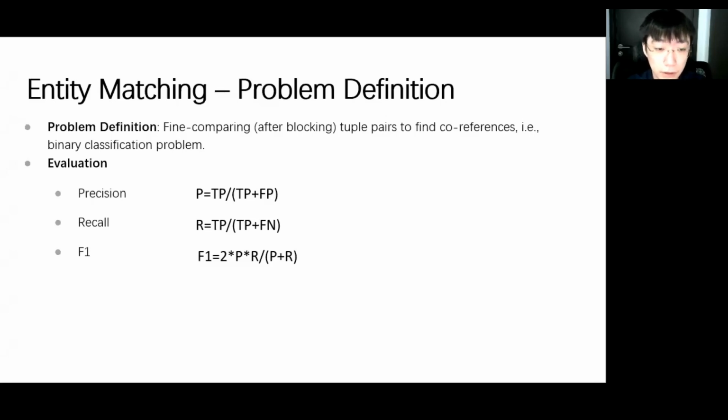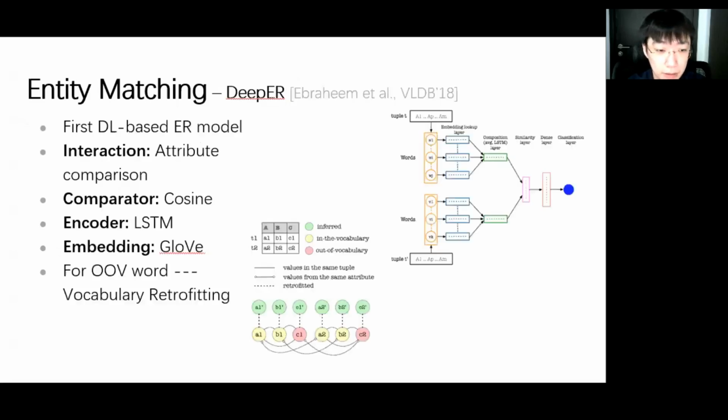So the problem of entity matching is to compare the tuple pairs, usually the ones after blocking, to find coreferences. From a machine learning perspective, it can be modeled as a binary classification problem that outputs 0 or 1, indicating whether the pair is matching or not. Therefore, the evaluation metrics are also the ones widely used in classification, such as precision, recall, and F1.